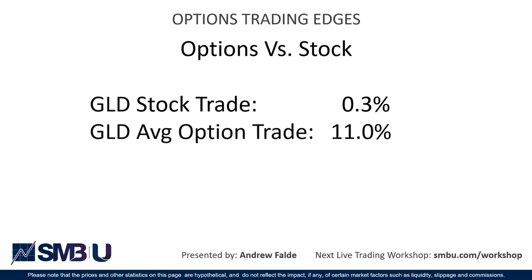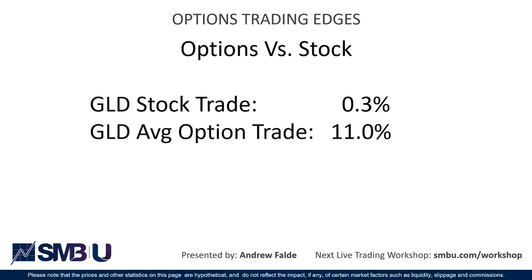So options versus stocks, kind of looking at a different comparison here. Gold stock trade, 0.3% was the return. The average option trade, all right, so we tried buying a call, we tried selling a put spread, we tried buying a butterfly. Regardless of which one you picked, the average was 11% return on risk. Now we do know risk is easier to be realized in these, but if you have a stop loss and an exit plan, you can be a little bit less than right and still be profitable.